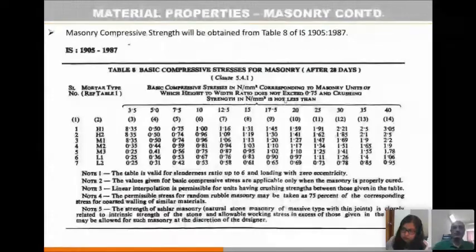Apart from that, to understand the masonry compressive strength, Table 8 of IS 1905 can be referred, which gives you, for the different mortar type and different unit strength, the masonry strength.